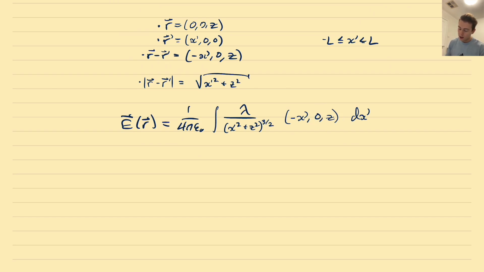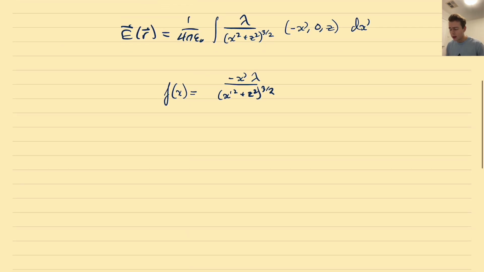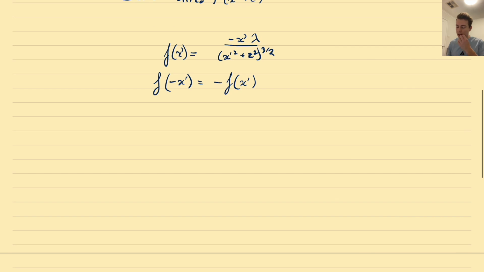The z direction has something, and the x direction, well, if we notice the function involved here, if I write down what the actual integrand is, it's basically minus x prime lambda over x prime squared plus z squared to the 3 halves. This is an odd function, which means it has the property that f of minus x prime equals minus f of x prime. In other words, it's kind of linear. It has a linearity to it.